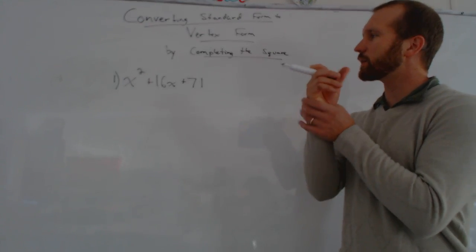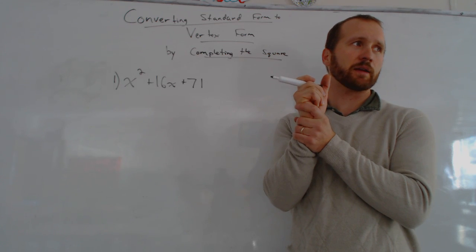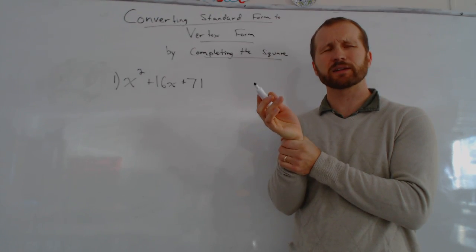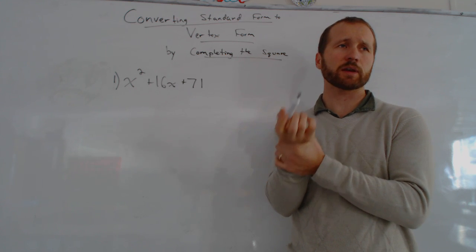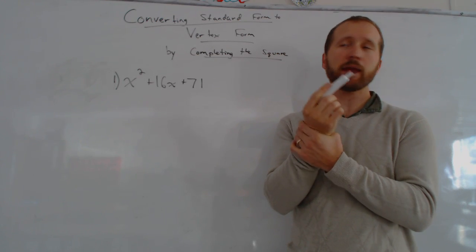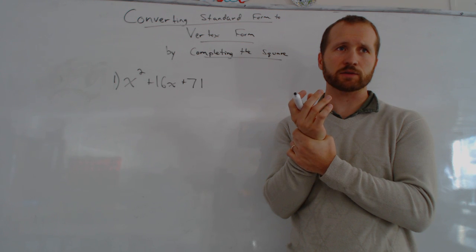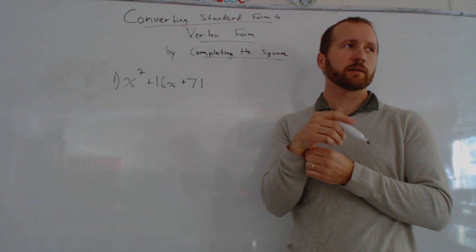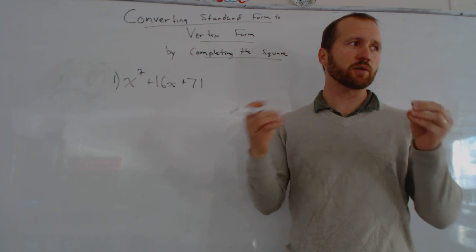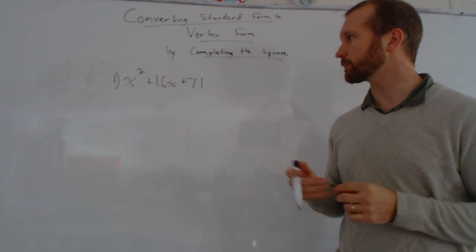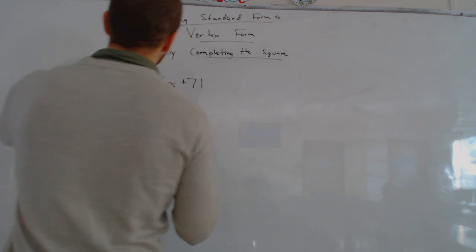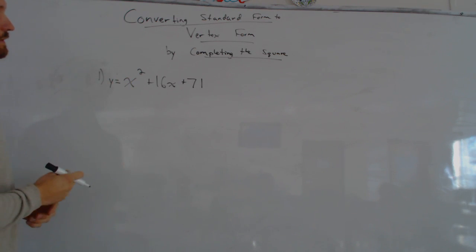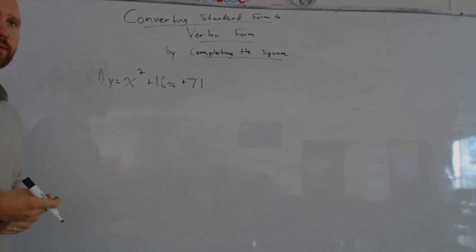So the other day, Dee Dee made a really astute observation: we could reverse the process that we use to convert vertex form into standard form. And that is essentially what completing the square is. But I said that's not always going to work exactly, so I'm going to teach you a more general way of reversing that process. This should say y equals x squared plus 16x plus 71.